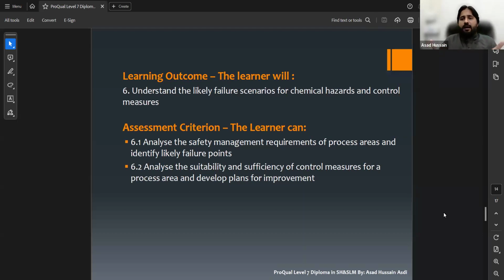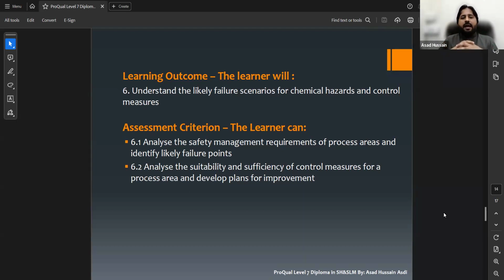So in this case, you can provide a risk assessment which considers the chemical hazards and applies the control measures, and this can be used for this learning outcome. For 6.1 and 6.2, a complete risk assessment specifically for chemical hazards, showing the control measures implemented to control that chemical hazard, will be enough as evidence to support 6.1 and 6.2. Here we see 6.2: analyze the suitability and the sufficiency of control measures for a process area and develop plans for improvement.